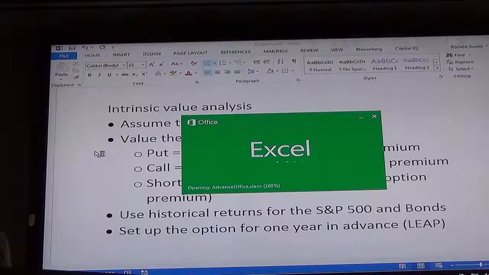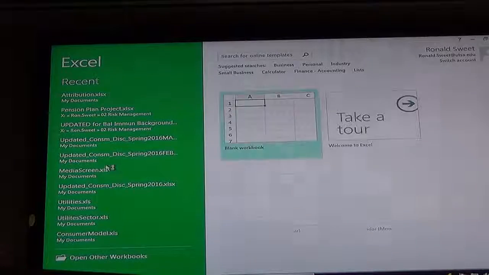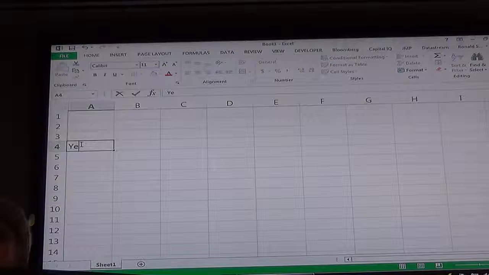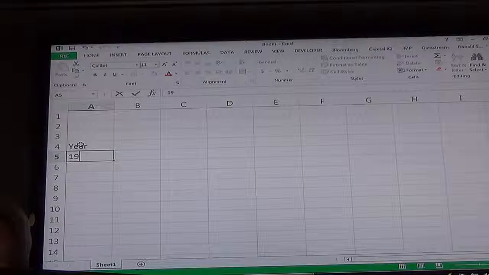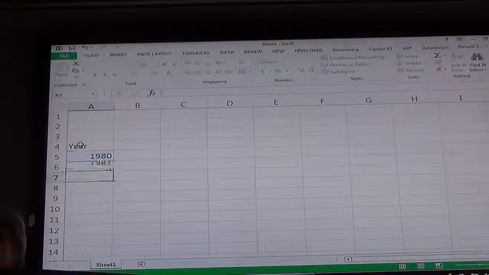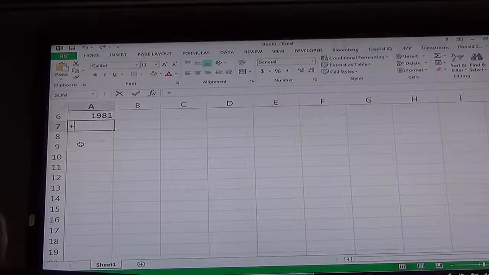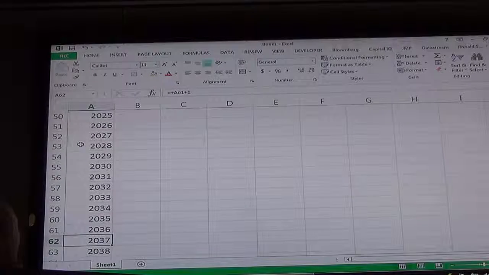When you set this up, you need to have a spreadsheet, and we'll meet again on this if you decide to do this project. You set this up so that you have the year here. Maybe you start back in, I don't know, 1980. You set up your years and go out to 2015 or something.